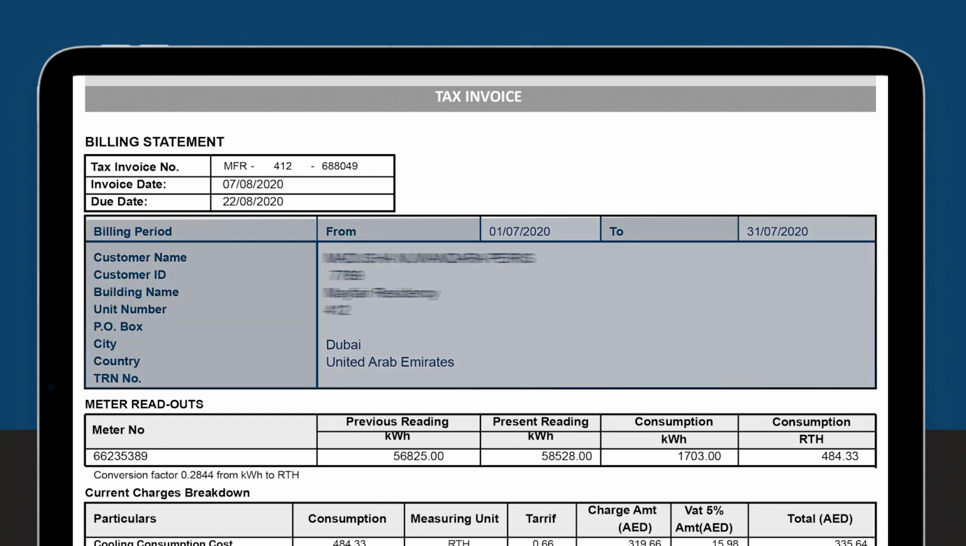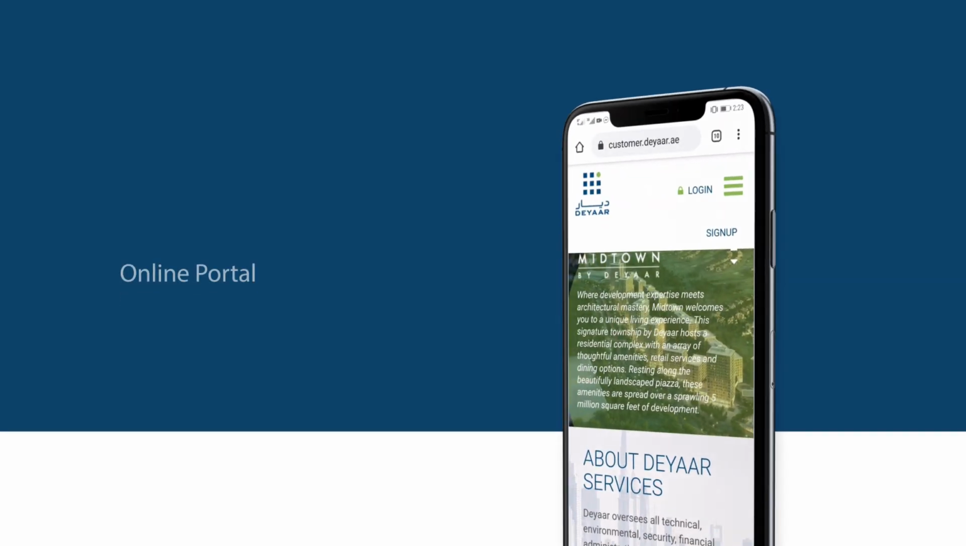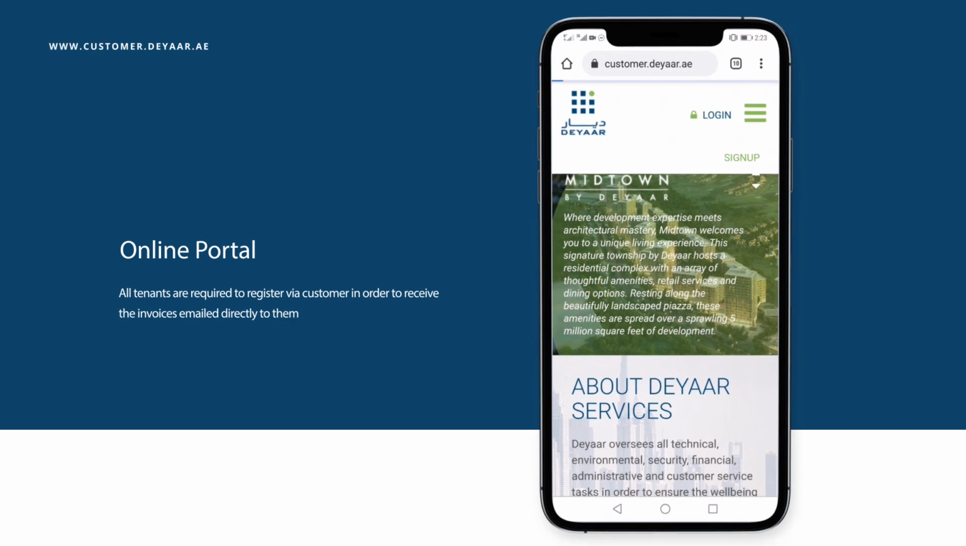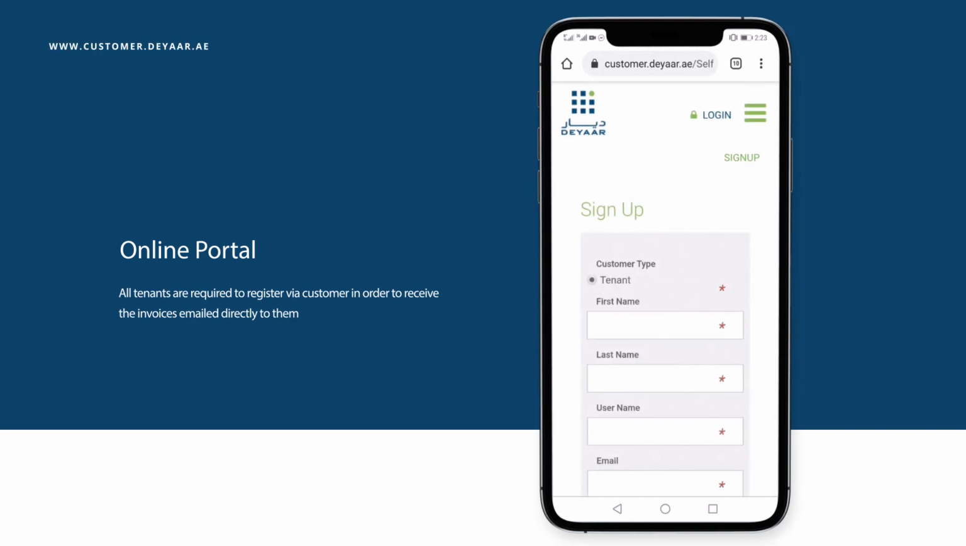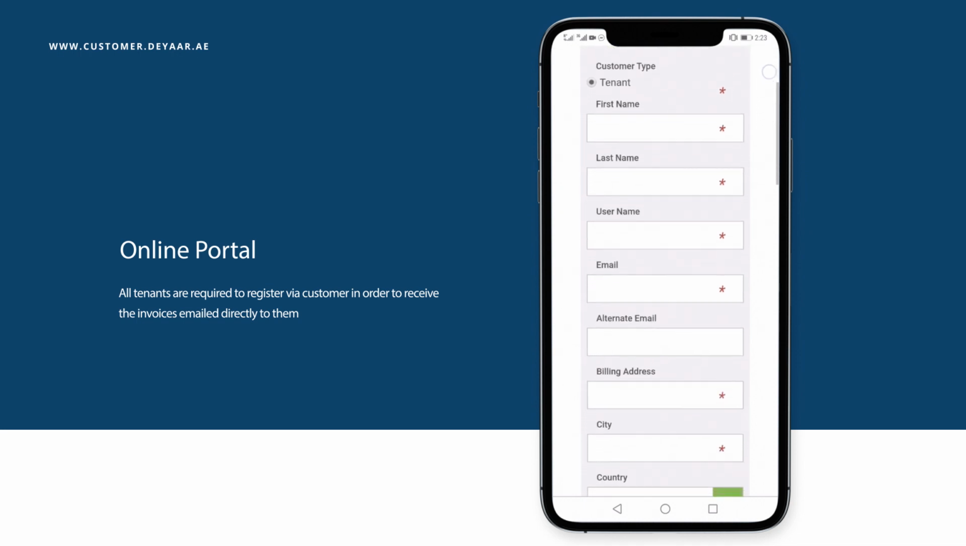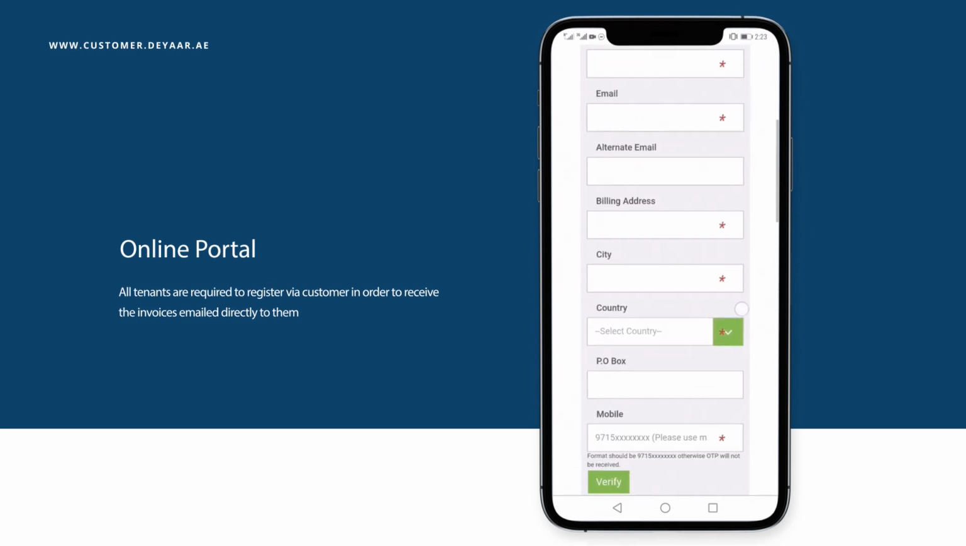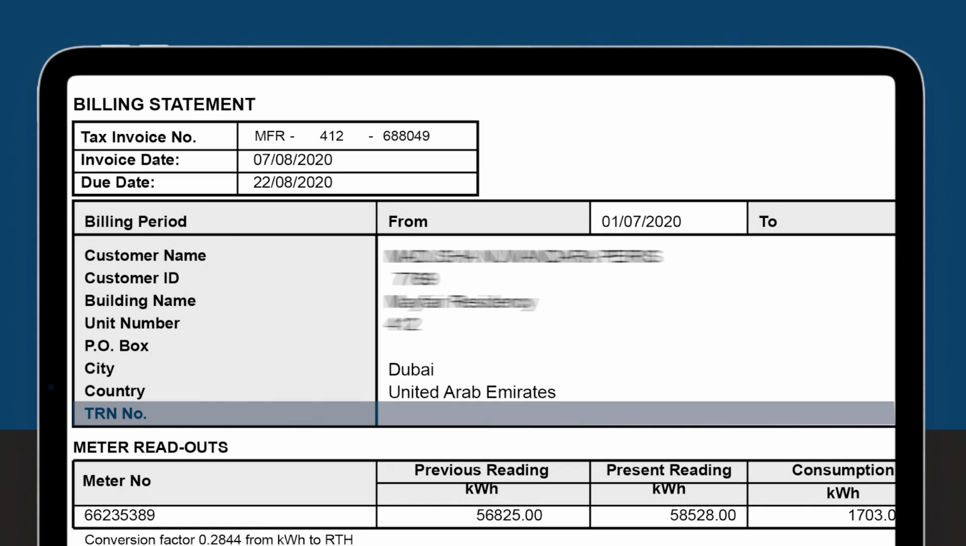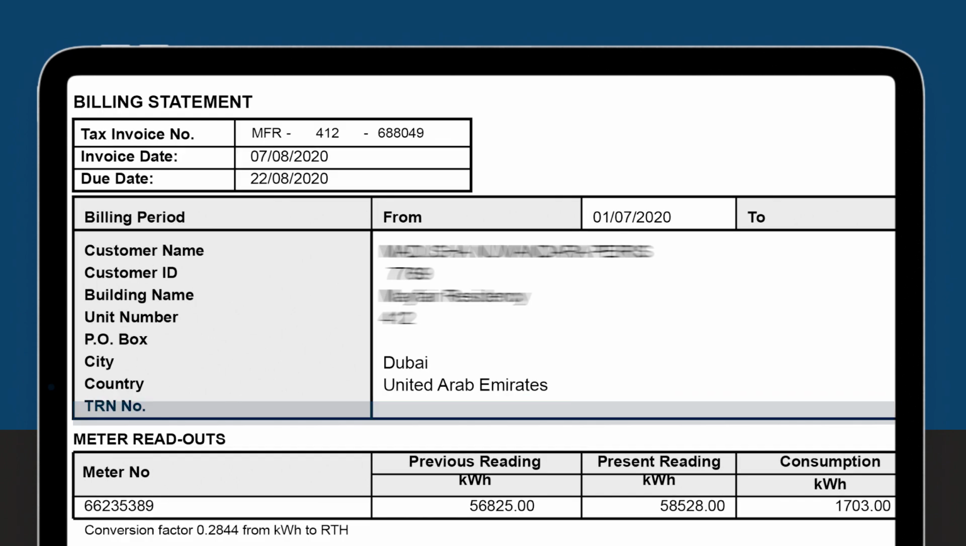Billing period represents the cycle for which the bill has been generated. Usually the bills are issued on a monthly basis. However, bills can be split depending on move-in, move-out date. This section highlights the details of the registered billing party along with the customer ID. All tenants are required to register via customer in order to receive the invoices emailed directly to them. Timely registrations must be done to avoid late payment charges. For commercial properties, the tax registration numbers will be mentioned if the customer provides a TRN certificate.